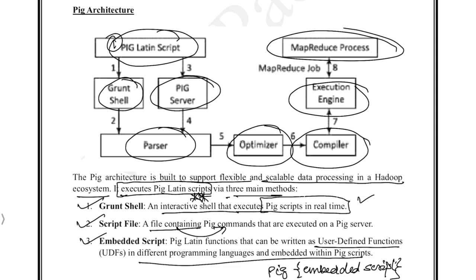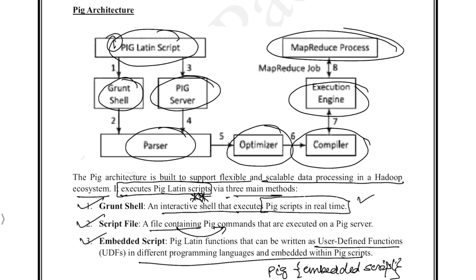The Pig Latin scripts will again be sent into the parser. Once it is sent to the parser, it will check for all the syntax and everything. It will generate a parsed tree and related acyclic graphs where you establish a relationship between the nodes and the edges. Once done, you send it to the optimizer, where you try to optimize the code by using push up and push down filters. Once it is done, you send it to the compiler.